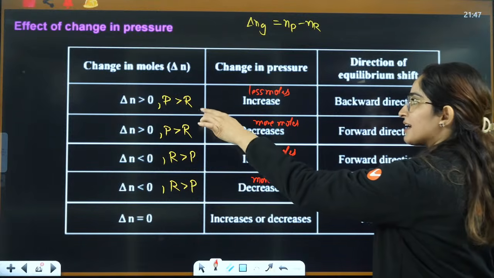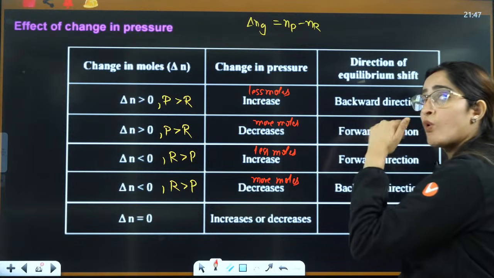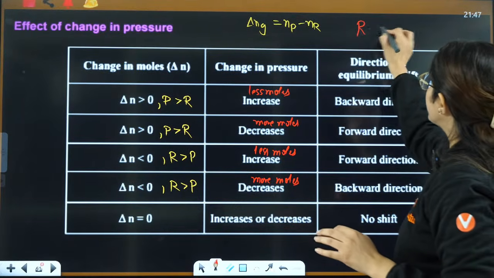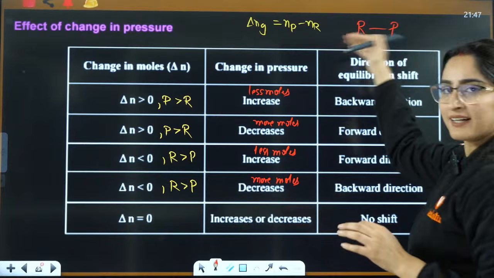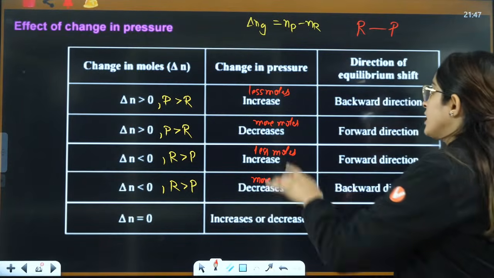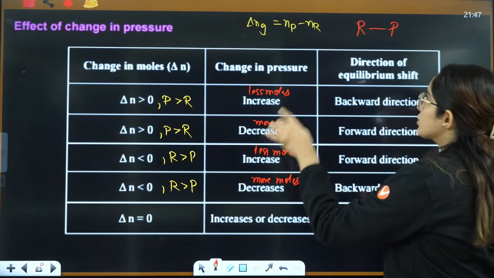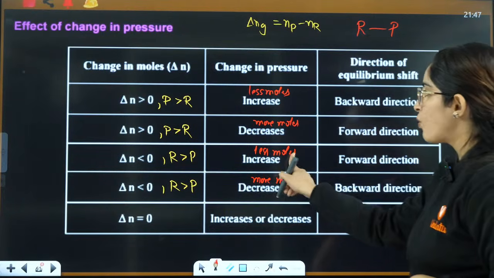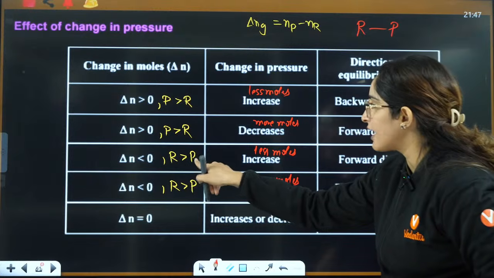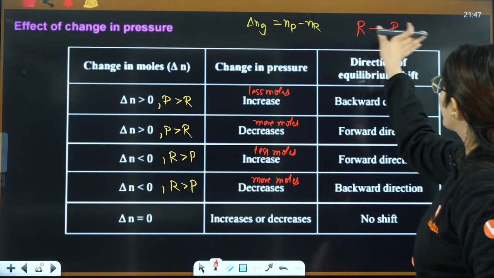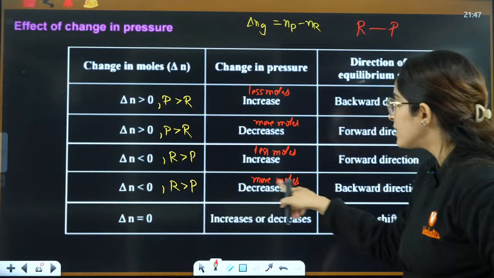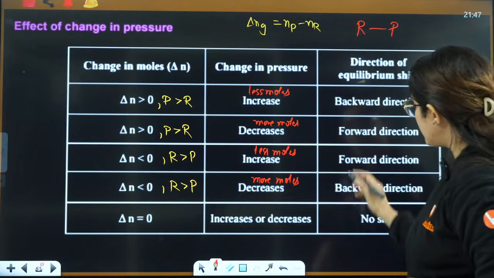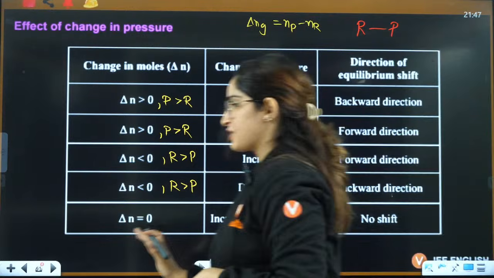So less moles are there in which condition? Reactant side. Reactant side means it will go in the backward direction, right? This is reactant, this is product. If it wants to go to the reactant side, it will go backward. More moles are there on the product side, so it will go in the forward direction. Less moles are there on the product side here, so it will go in the forward direction. Here more moles are on the reactant side, so it will go in the backward direction.